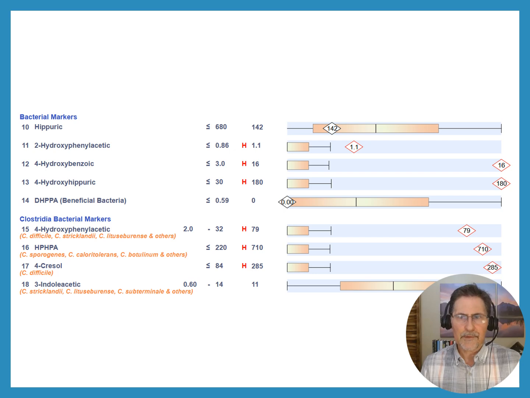This is the bottom section of the organic acid test on page 1 that looks at bacterial markers, and then the very problematic toxic compounds of the Clostridia bacterial markers 15, 16, and 17. Seeing all three of those elevated is quite significant. Number 16, the HPHPA, being the most common. And the problem with these markers from the Clostridia is they can actually interfere with brain and nervous system function.